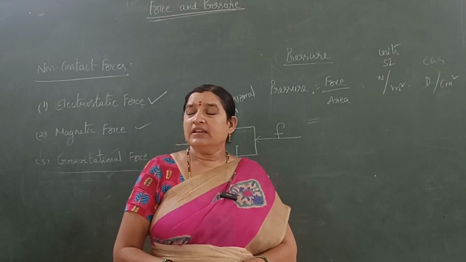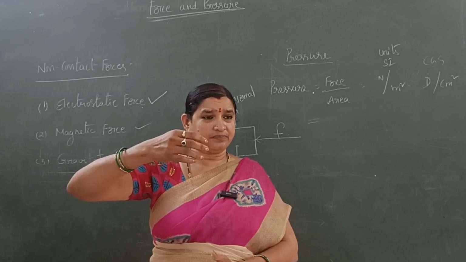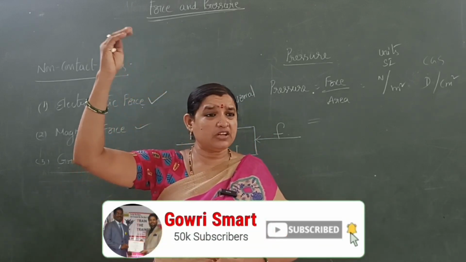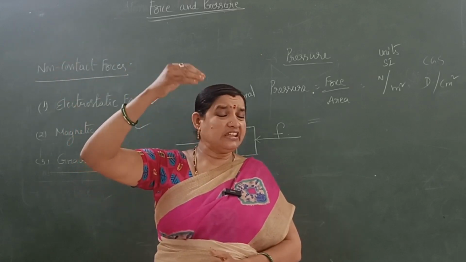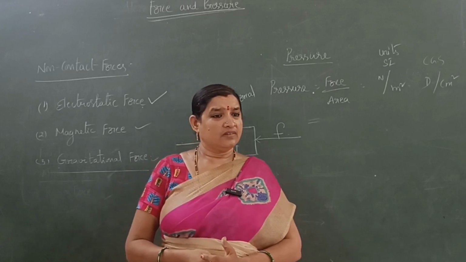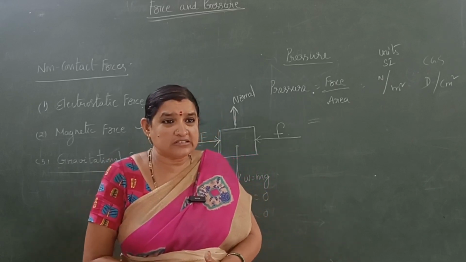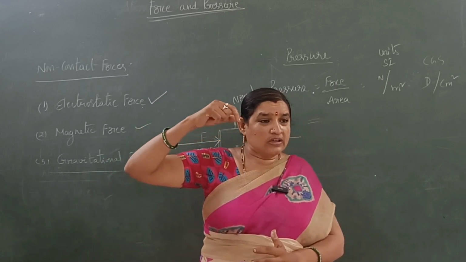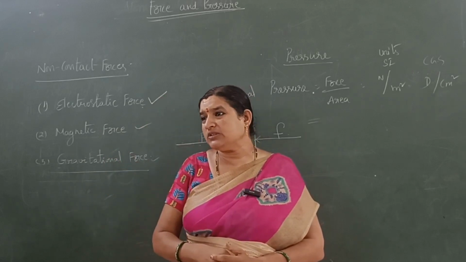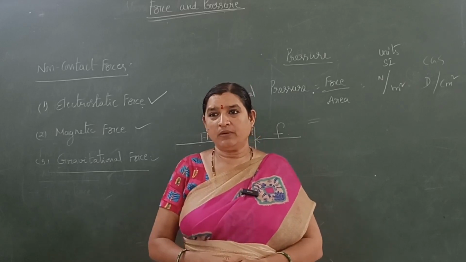In the same manner, gases also exert pressure. Our earth is completely covered with the atmosphere, and this atmosphere also exerts pressure on each and every object on the earth's surface. That is called atmospheric pressure. But we cannot feel that pressure. Why? Because our human body also gives the same pressure. The net pressure becomes zero. That's why we cannot feel the atmospheric pressure on our human body.